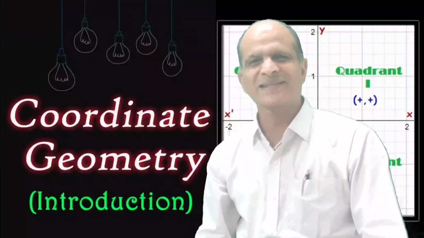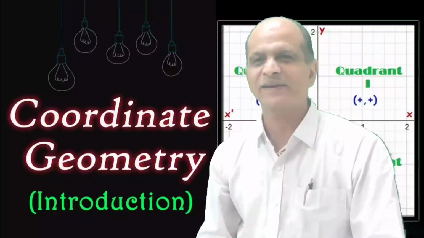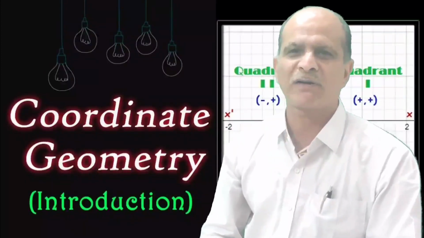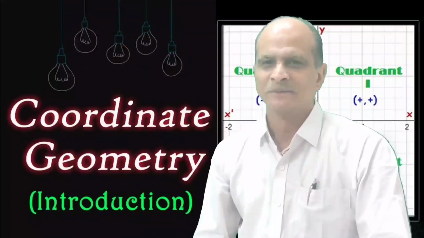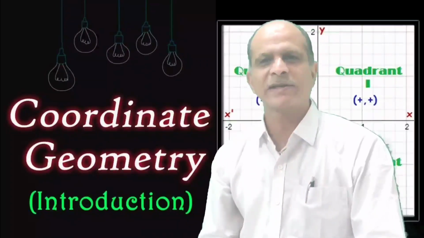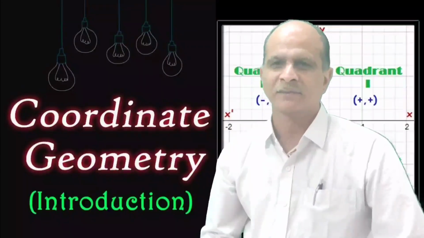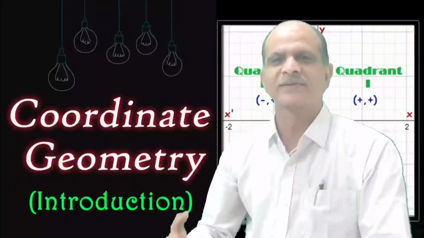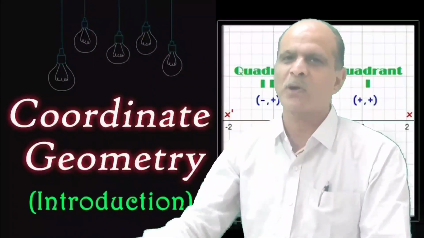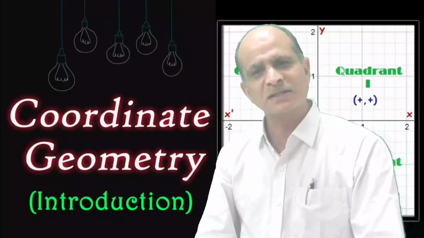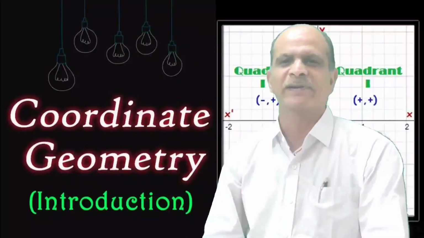So friends, this is about coordinate plane or a Cartesian plane. Regarding 4 quadrants of a Cartesian plane, the sign of x coordinate as well as y coordinate in different quadrants and some examples to find out the position of an object or position of a point. So in next class we will solve some examples on the basis of coordinate geometry. Thank you friends.